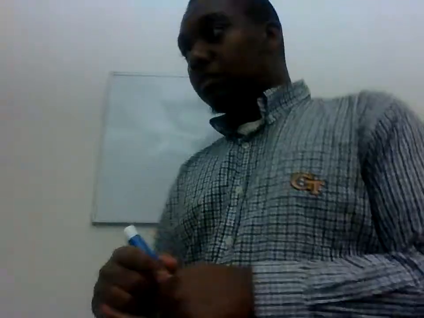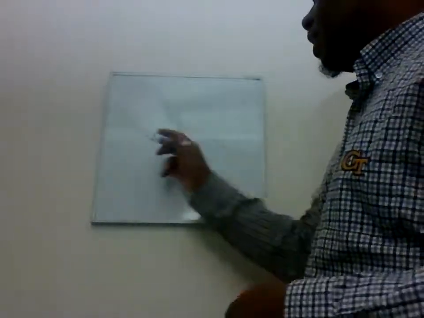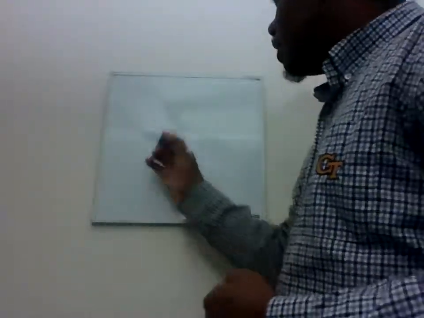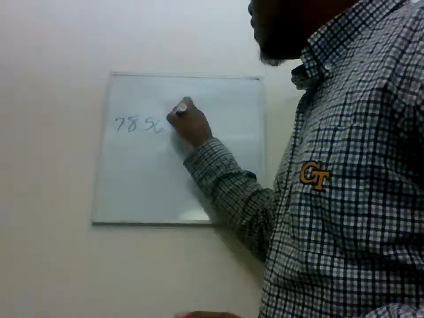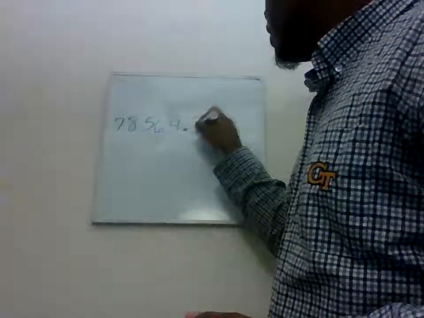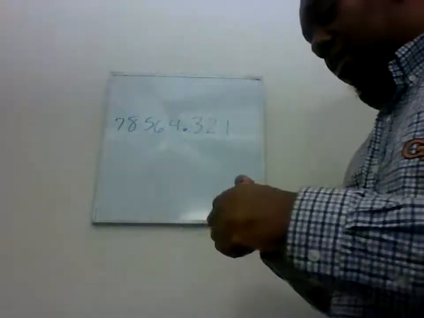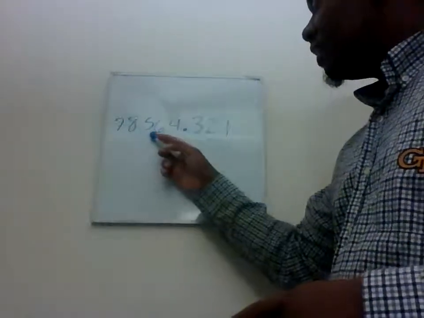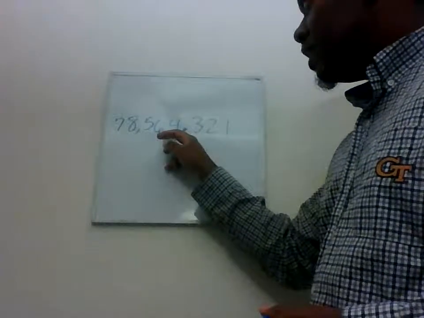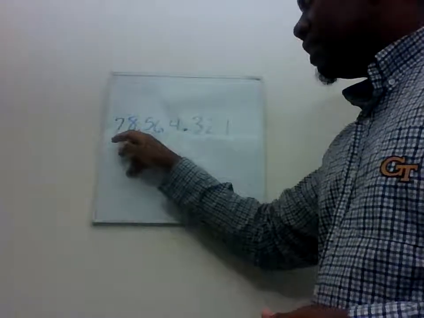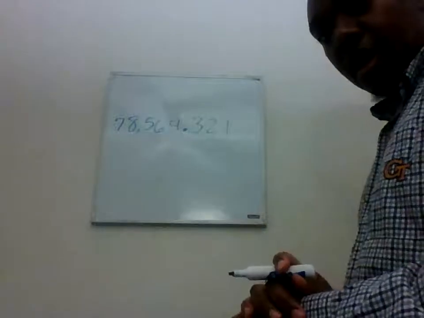And so when we look at a number, we talked about the place values before. So we have 7, 8, 5, 6, 4, 3, 2, 1. We have 78,564. And we talked about this is the ones place, the tens place, the hundreds place, the thousands place, the 10,000s, and so on and so forth.